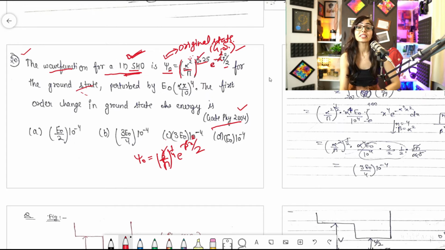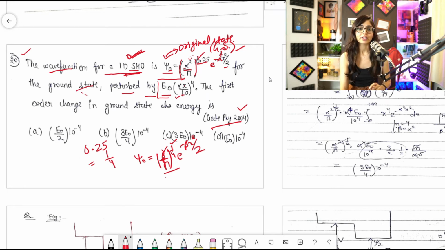This 0.25 is there to scare you off, wondering how a number like that can be there. But when you write 0.25, it is 25 by 100, that is 1 by 4. So it is basically 1 by 4 only, and it has the same form which the ground state of the simple harmonic oscillator has. So no need to worry or panic. One more thing is given, that it is perturbed by E naught alpha x by 10 raised to power 4. So this is my perturbation value.